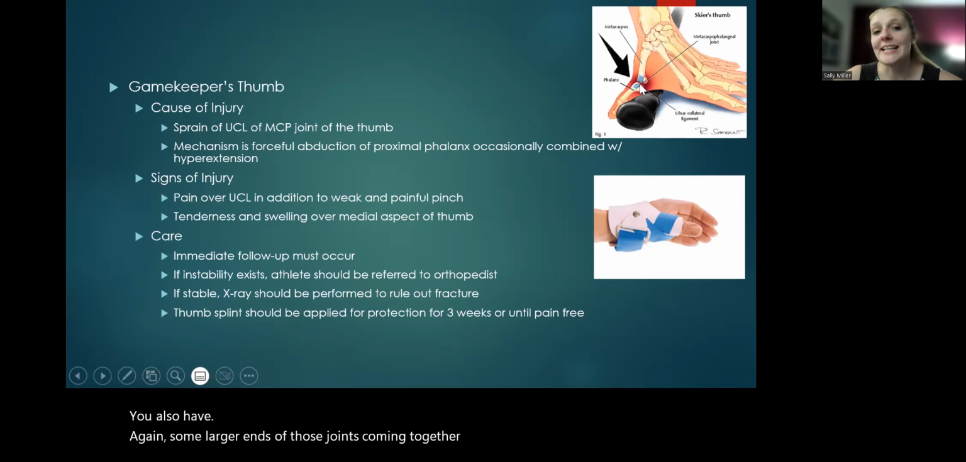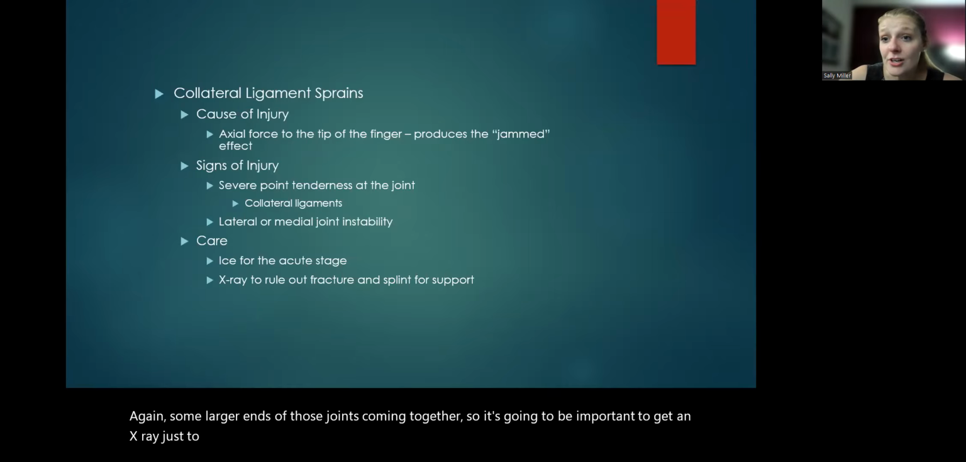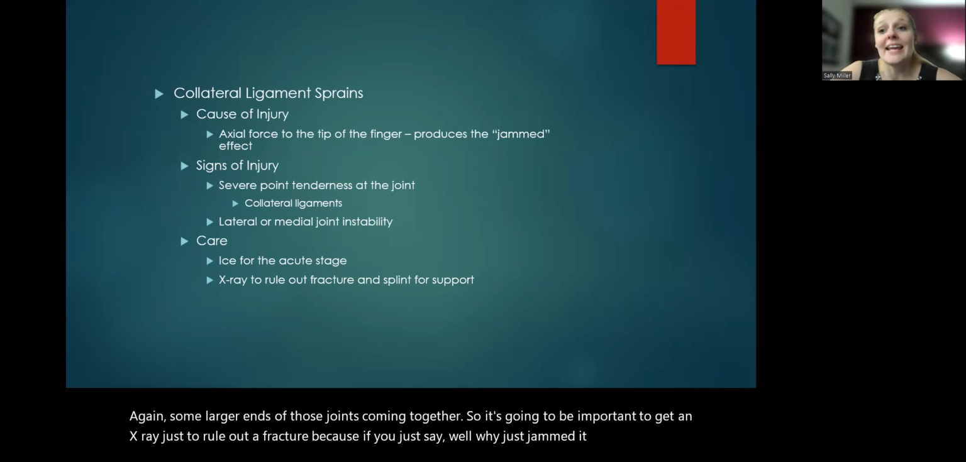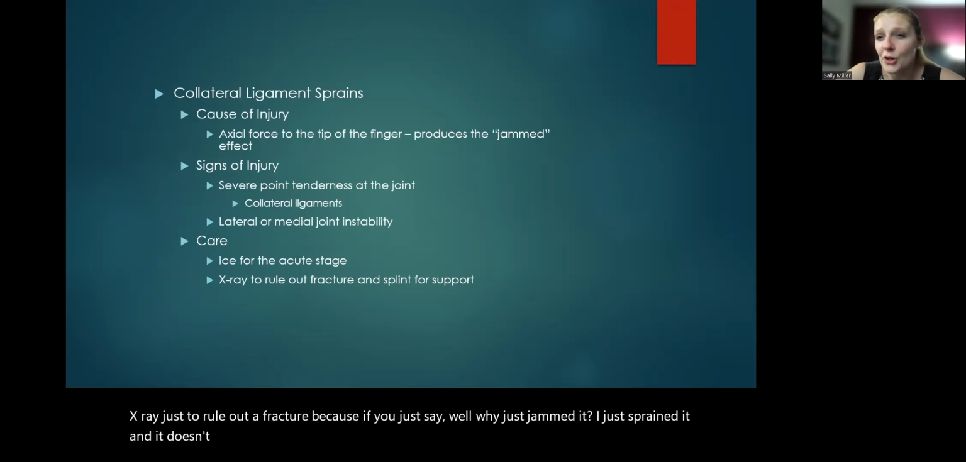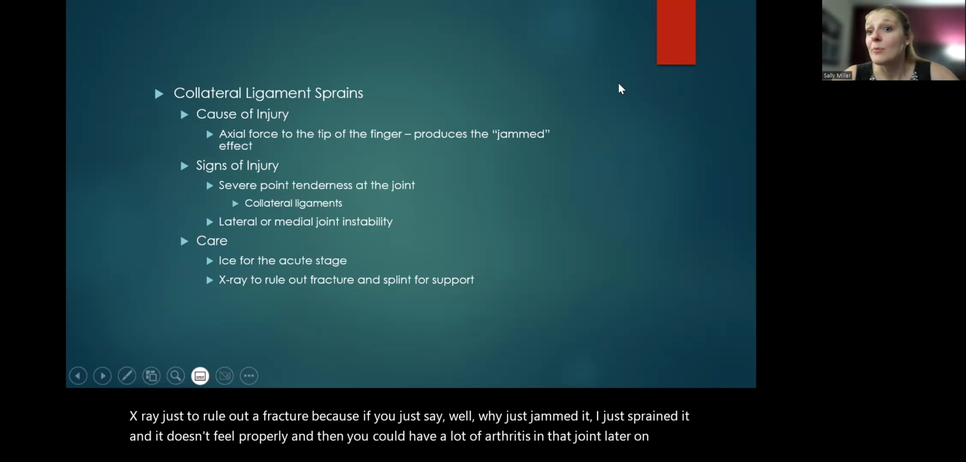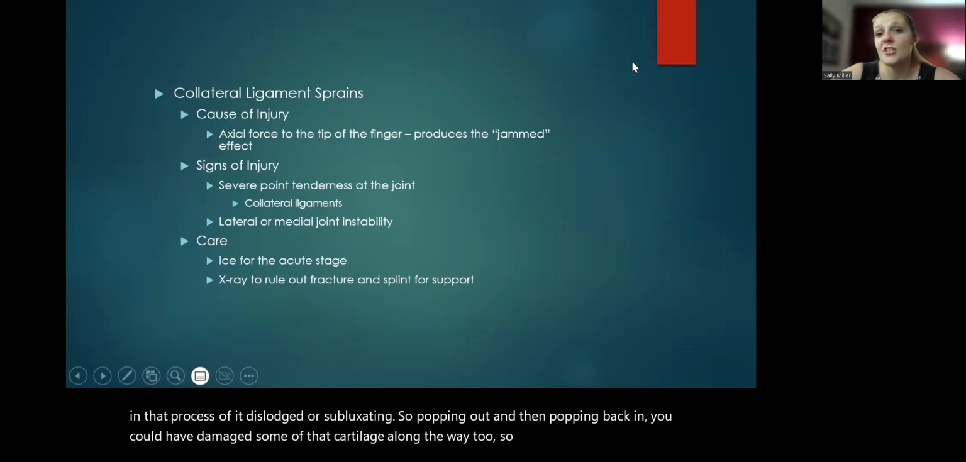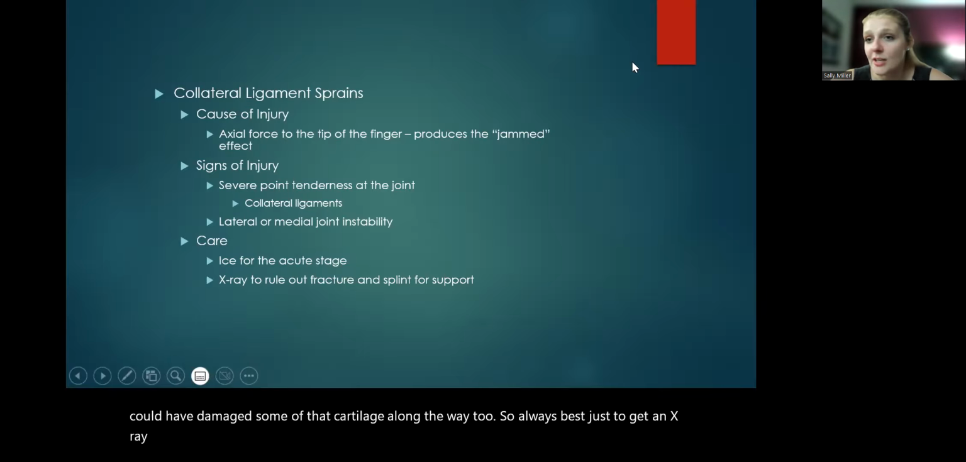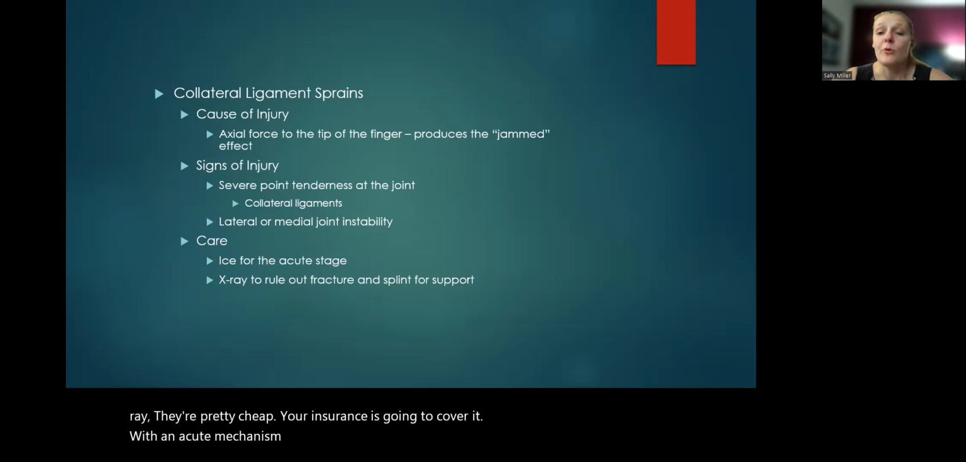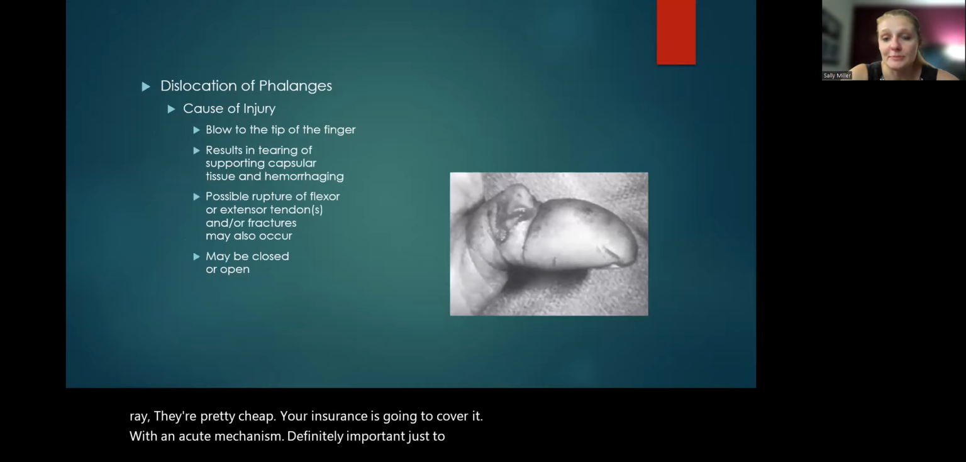You also have some larger ends of those joints coming together. So it's going to be important to get an x-ray just to rule out a fracture. Because if you just say, well, I just jammed it, I just sprained it, and it doesn't heal properly, you could have a lot of arthritis in that joint later on. Even in that process of it subluxating, so popping out and then popping back in, you could have damaged some of that cartilage along the way too. So always best just to get an x-ray. They're pretty cheap. Your insurance is going to cover it if it's an acute mechanism. Definitely important just to get another opinion on those.